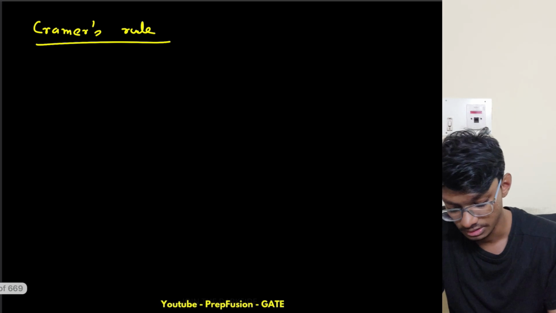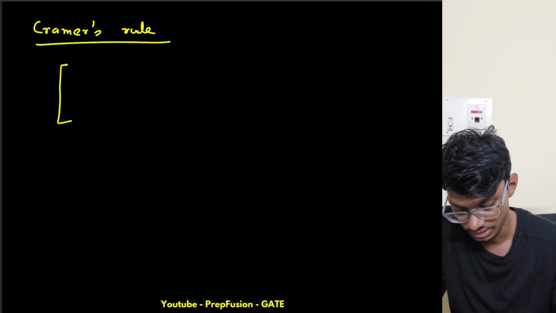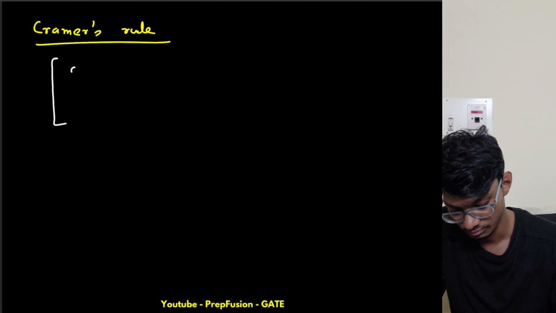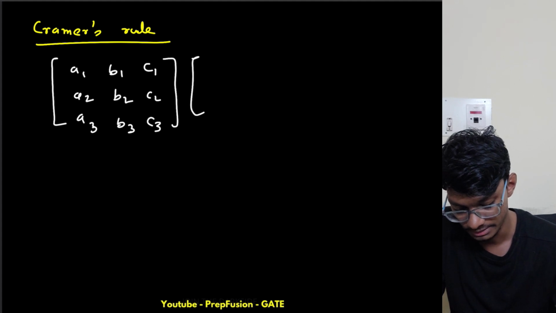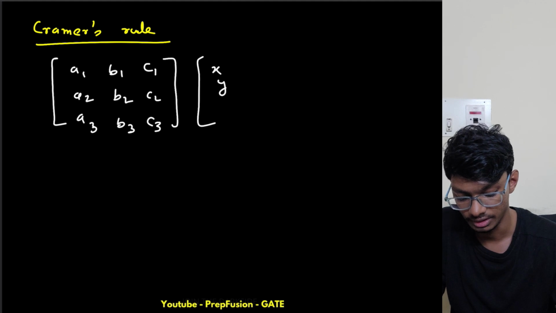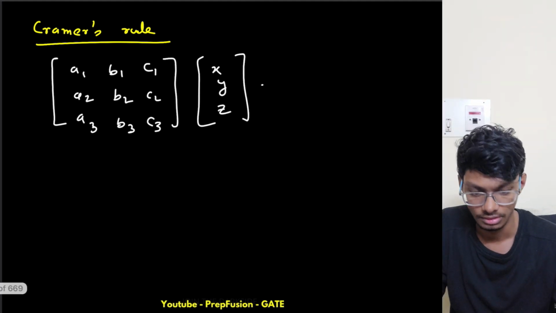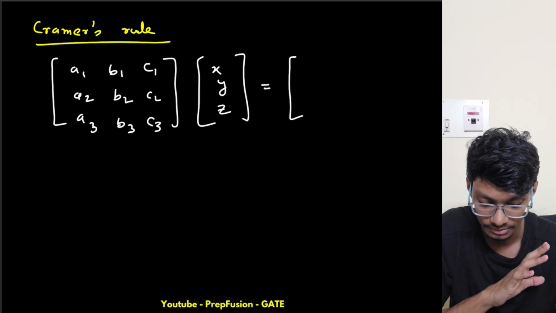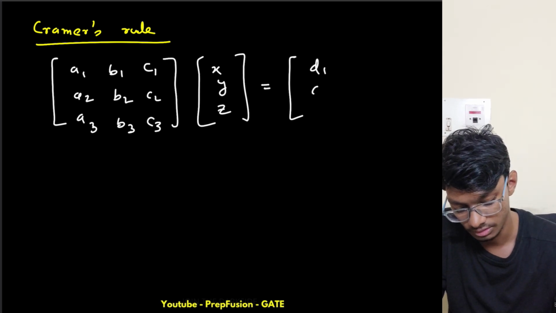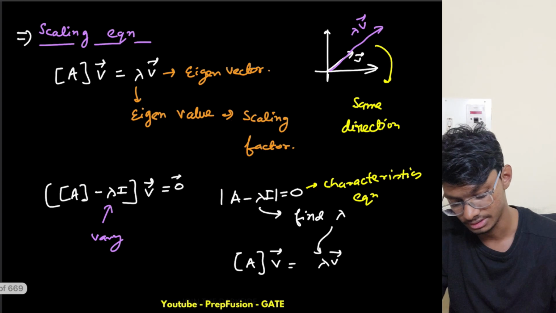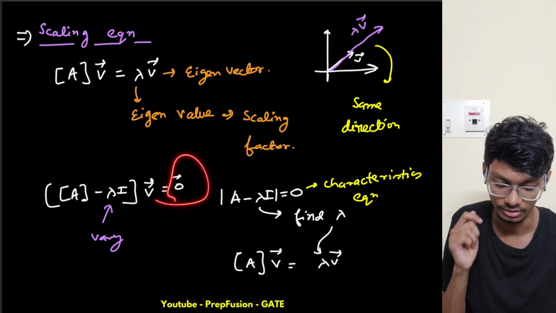Cramer's rule says that I have equations like this one: a1 b1 c1, a2 b2 c2, a3 b3 c3, and this is my variable, my unknowns that I need to find, x, y, z. And on the right-hand side this time it is 0. Previously it was d1 d2 d3, so I will write here d1 d2 d3, but in this case my d1 d2 d3 is 0.